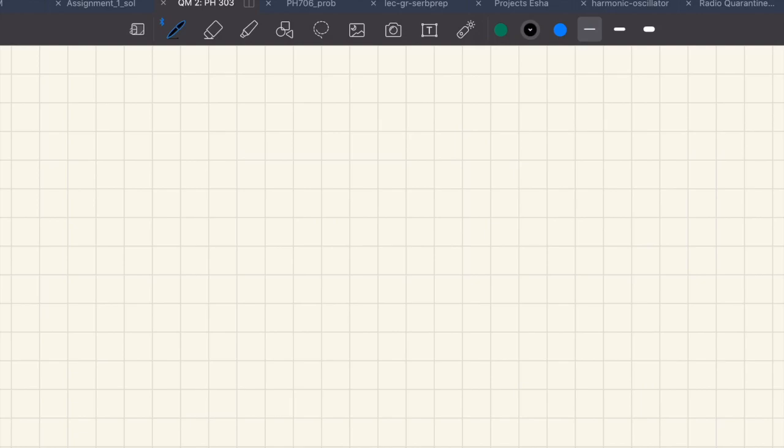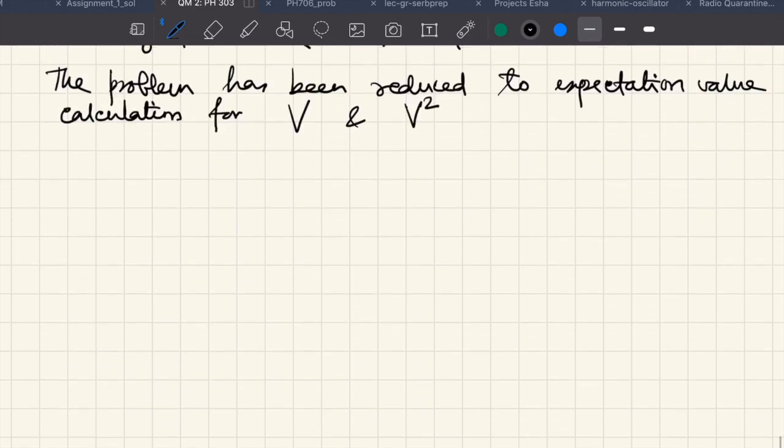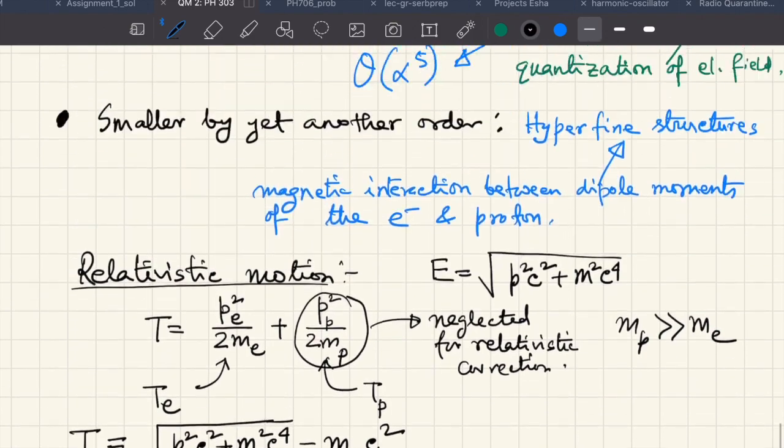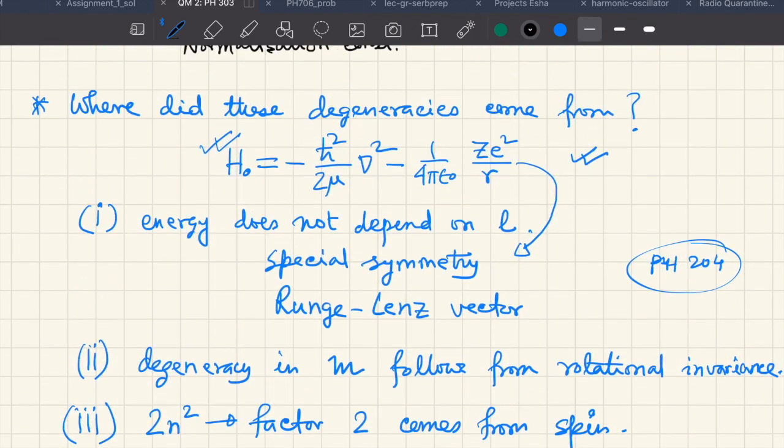Hello and good morning. Let us recall to start with that we were discussing the fine structure of hydrogen. And there we had started the calculation for relativistic correction. So let me very briefly go back and remind you till how far we had reached in this calculation.